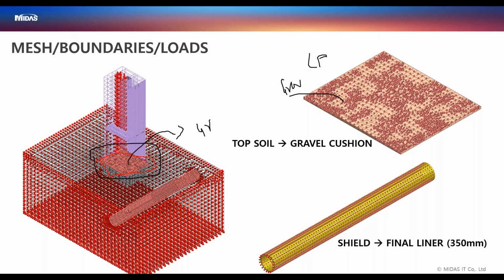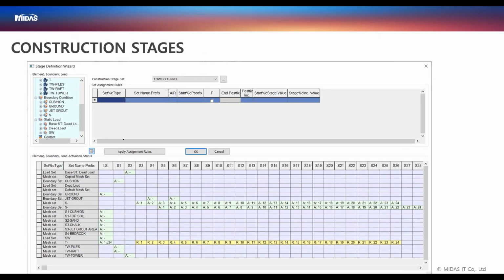Similarly, initially we will be giving the shield, and then later on we will replace it with the final liner. So again, this is done using the change property function. And similarly, the ground which is initially of ground soil layer will be changed to grout once you are using grouting. Okay, so we will see these things. And this will be the construction stages.